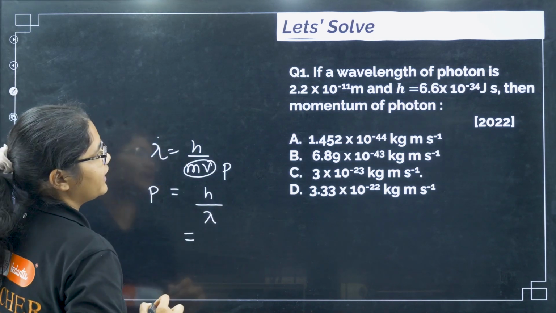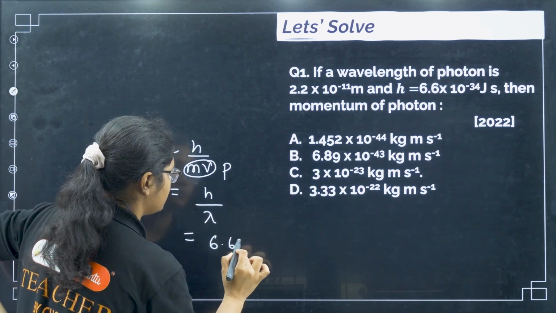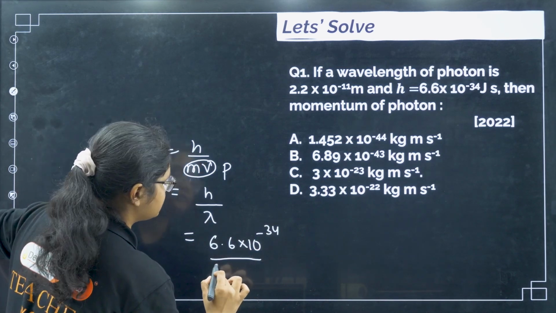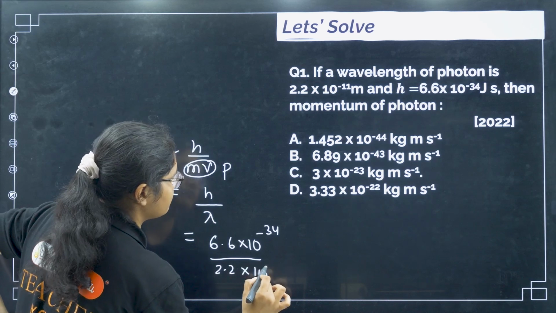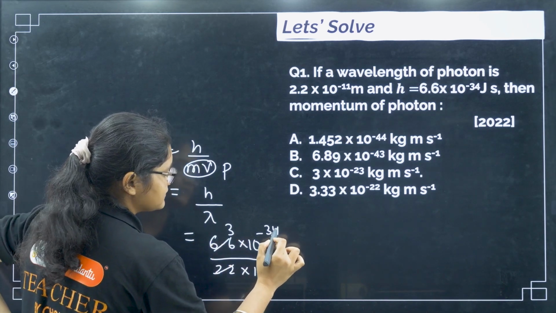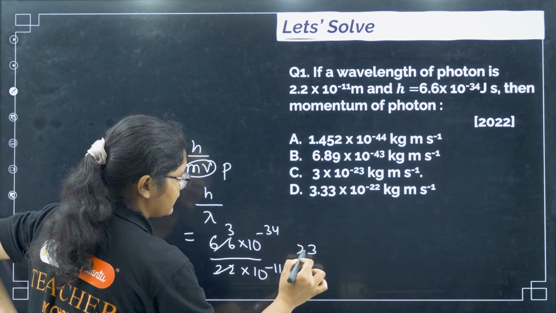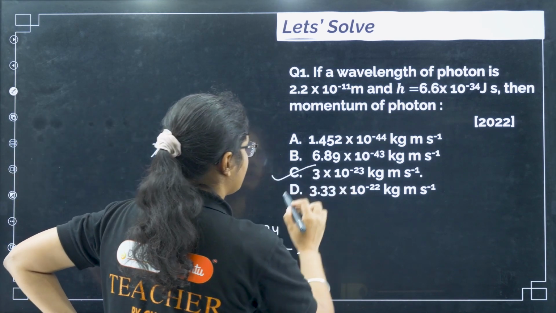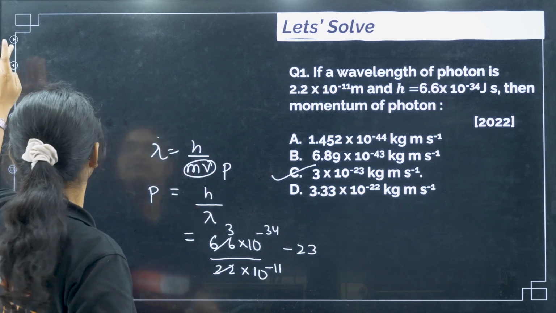So what is the value of h? We know 6.6 into 10 to the power of minus 34, and then the lambda value is 2.2 into 10 to the power of minus 11. So this will become 3 into 10 to the power of minus 23, that is option number C.